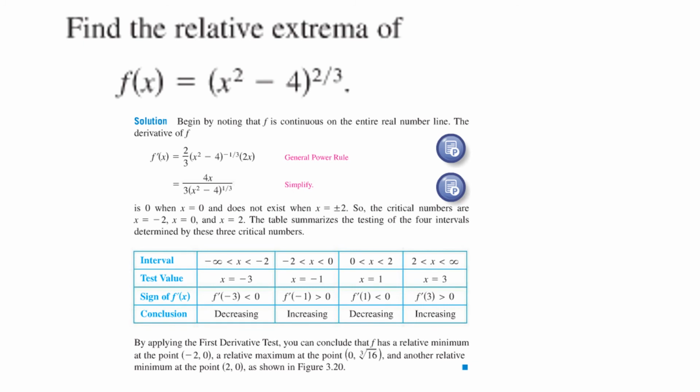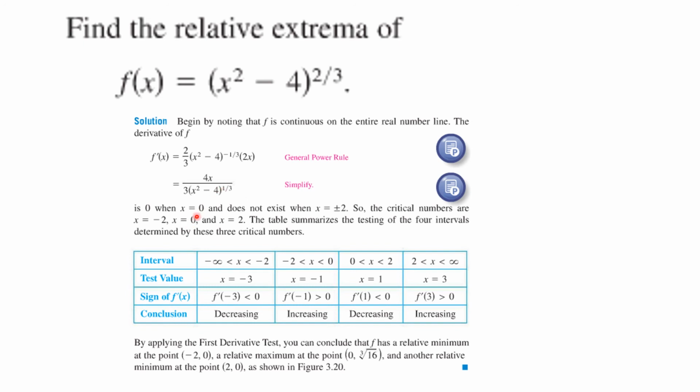Okay, we're back again. Again, note that f is continuous on the entire real number line. And now we have to take the derivative. When we take the derivative, we use this rule, and simplifying is good. So it's going to be 2/3 this business to the minus 1/3, and the chain rule is going to be times 2x. If you simplify it, you get this expression.